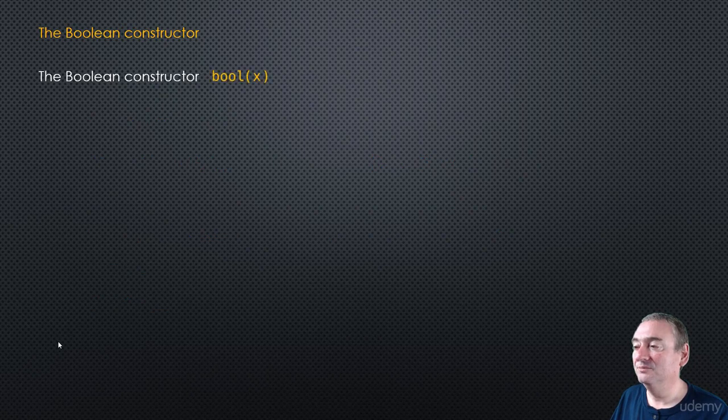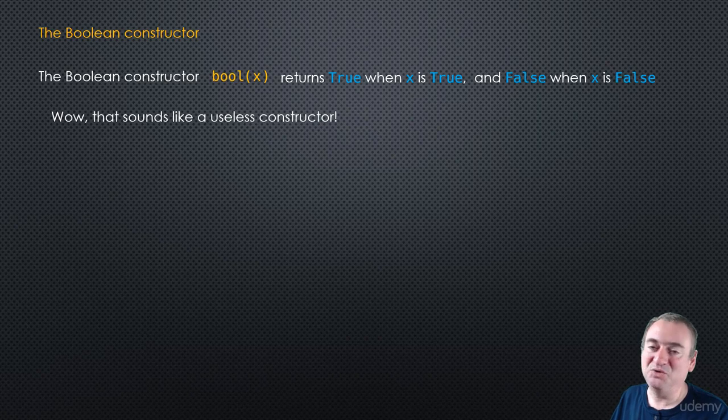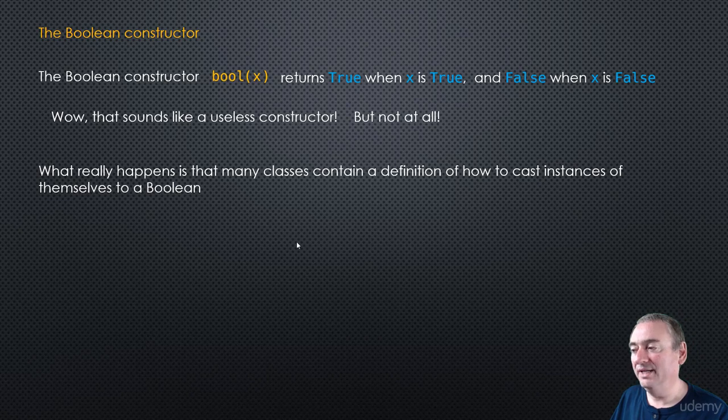Now, the Boolean constructor, right, it's just bool, and then we pass in a single parameter x, and the way it's defined is that it will return true when x is true. So if you pass in true, or an expression that evaluates to true, it will return true. And if you pass in false, it will return false. So you might think that that's a pretty useless constructor if that's the only thing it can do, but not at all. And the reason why this is actually very useful is because every class in Python implements something called its truth value. And its truth value is basically asking a class, if I were to ask you how you would describe yourself as a Boolean, what would you say?